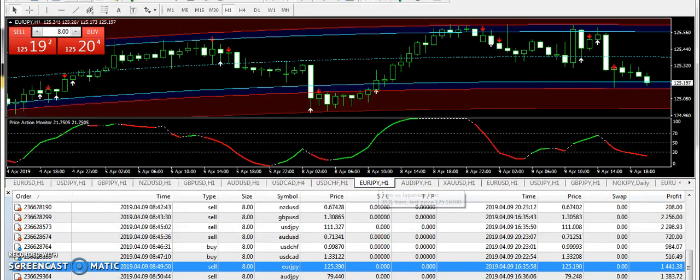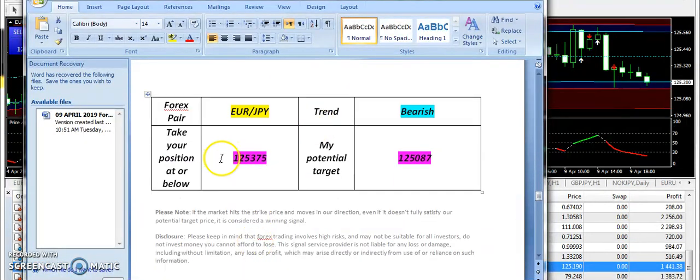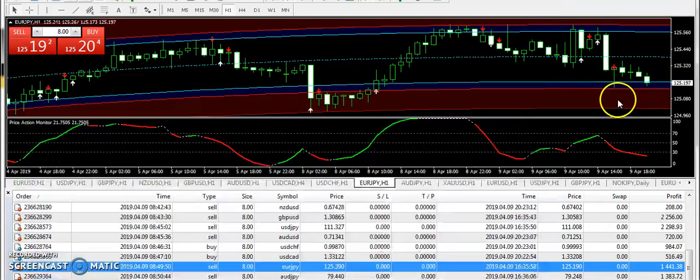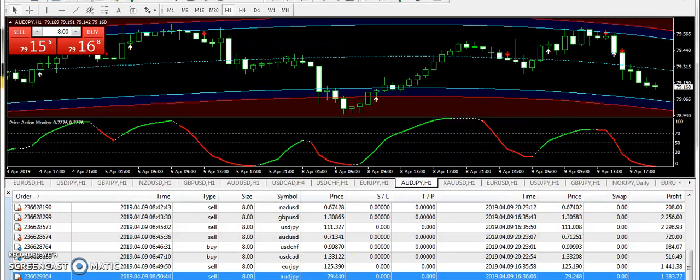Okay, now let's talk about the EURJPY. I'm going to take you towards the signals report. I have supplied the bearish signal in case of EURJPY from 125.375, and 125.087 is the target price, and guys, you can see already we have received the drop on this pair, and hopefully we will get the further drop, because it is expected that it can go up to here. So overall guys, I am bearish on EURJPY.